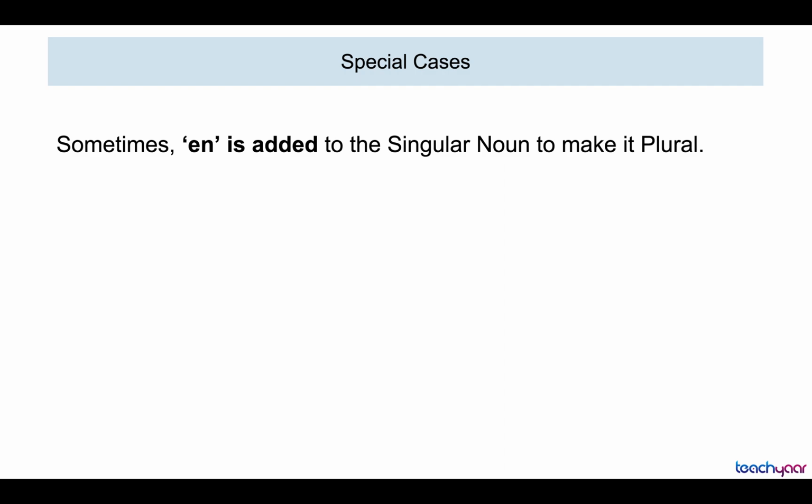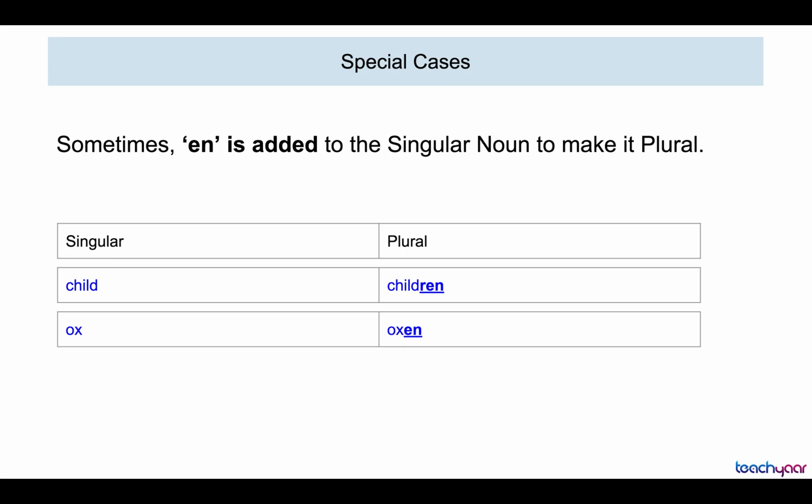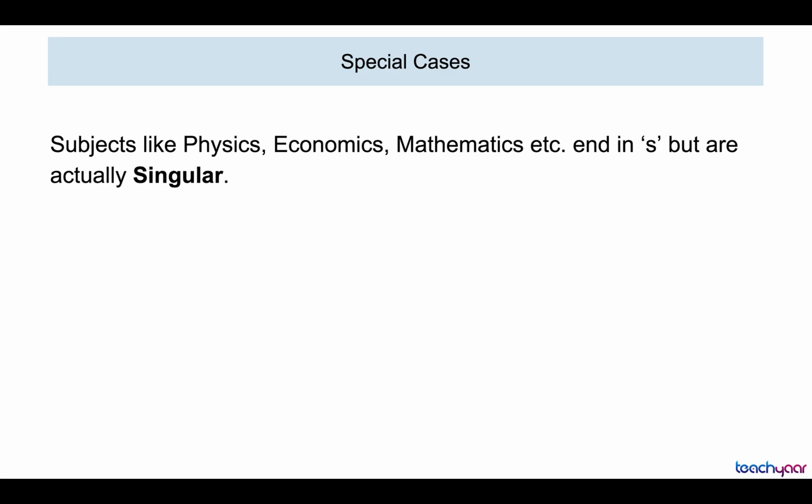In some cases, we add en to the singular to make it plural. What are the examples? Child becomes children. So child remains as it is and then you add ren. Ox, and then you add en: oxen. So this is again a different case.